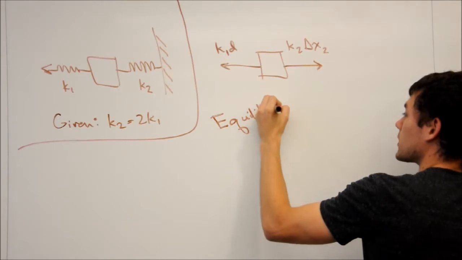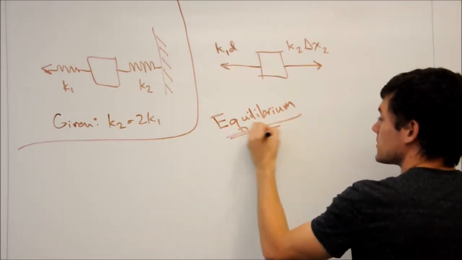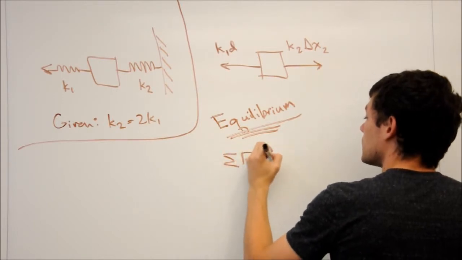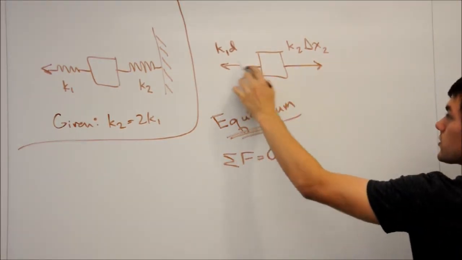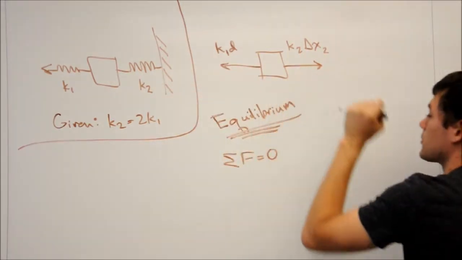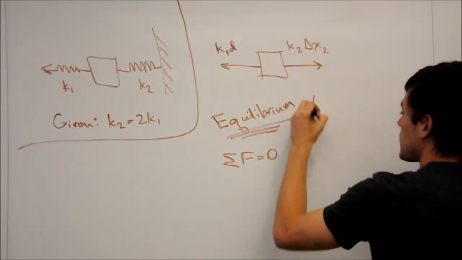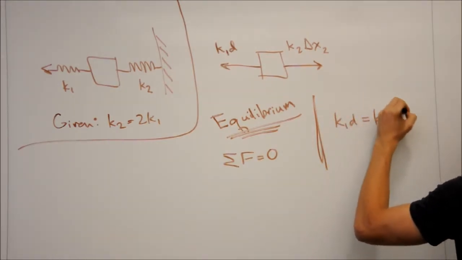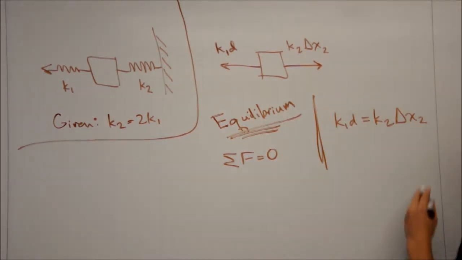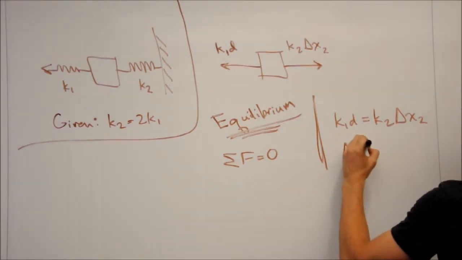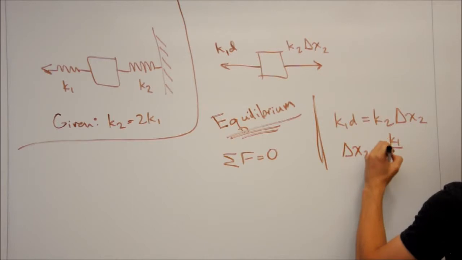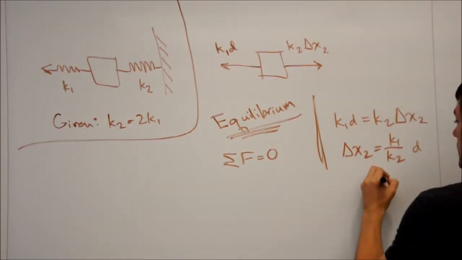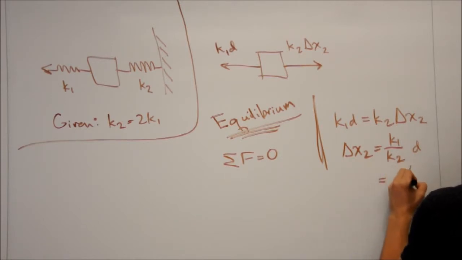In the problem statement, we're given that the block is in equilibrium, and what that means is that the sum of the forces on it is going to be 0. That means that this force is going to be pulling to the left just as hard as this force is pulling to the right. And that allows us to write that K1d equals K2 delta X2. And so then we can solve, isolating delta X2, to get delta X2 equals K1 over K2 times d. Now remember that K2 equals 2K1, so this gives us delta X2 equals d over 2.